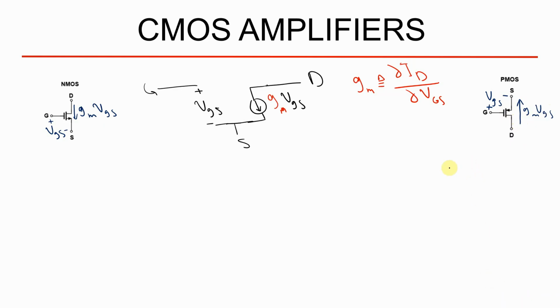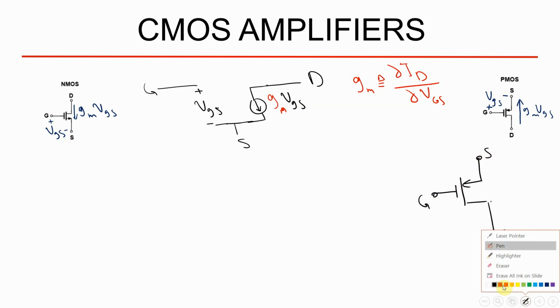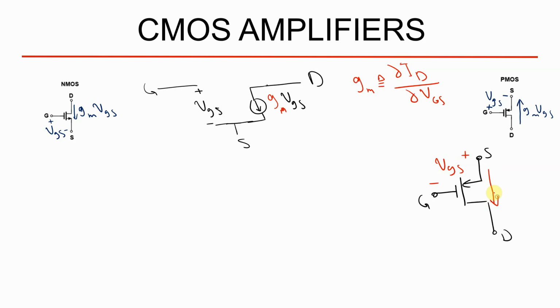You can take another approach for PMOS. Imagine this is a PMOS, with gate, source and drain. You can choose this approach as well. You can take the VGS from source to the gate with the plus sign on the source. Then you have to change the direction of the current from source to the drain, gm VGS. But this is some kind of confusion, and as you can see, you can have both NMOS and PMOS with the same small signal model.